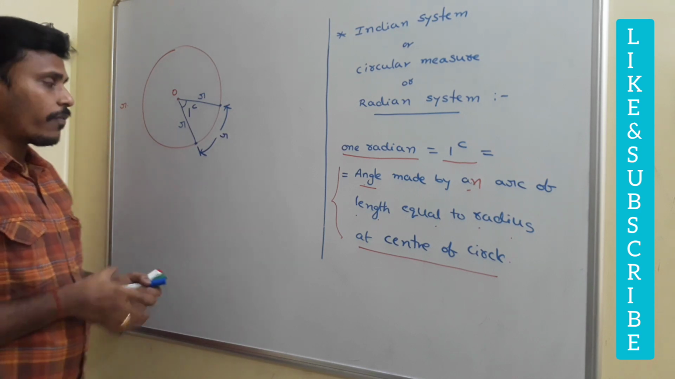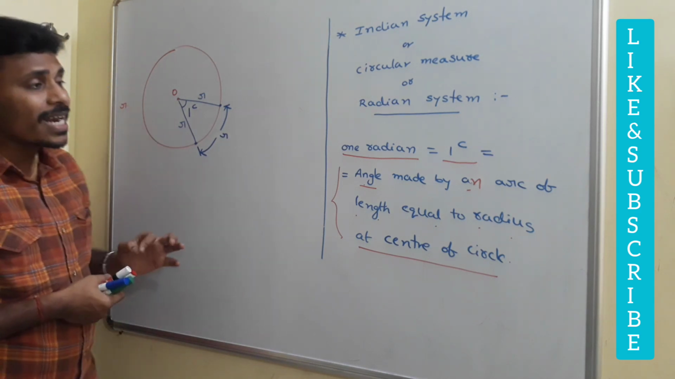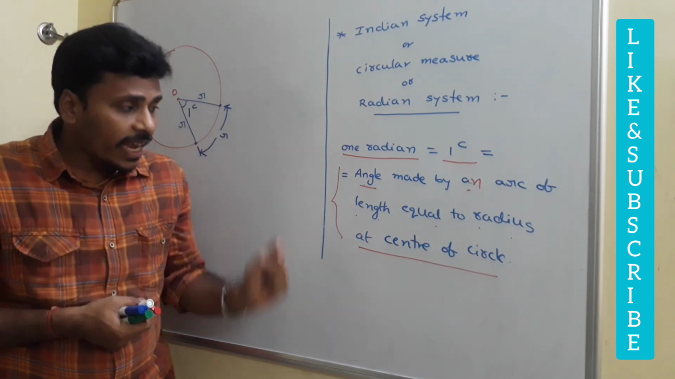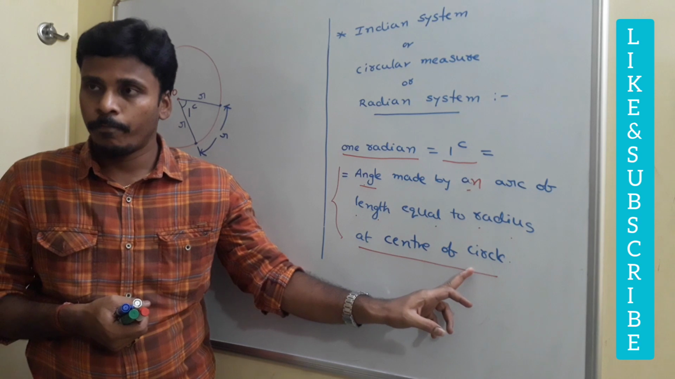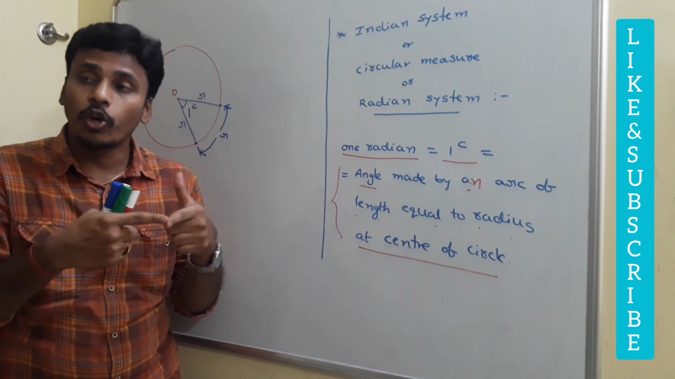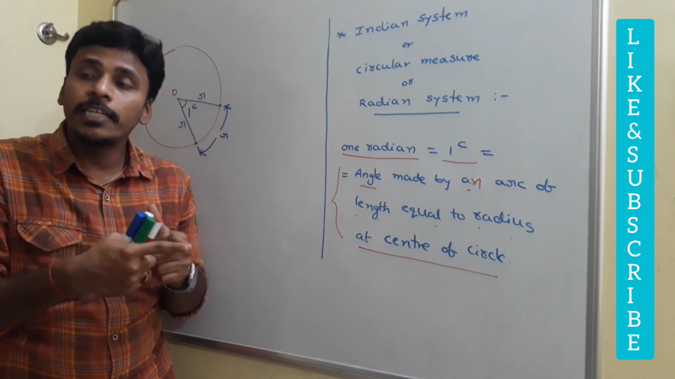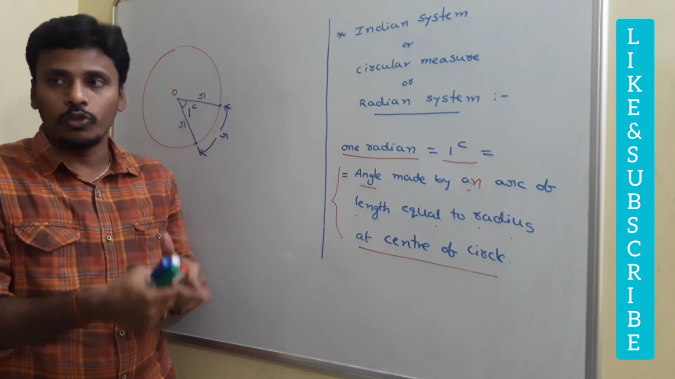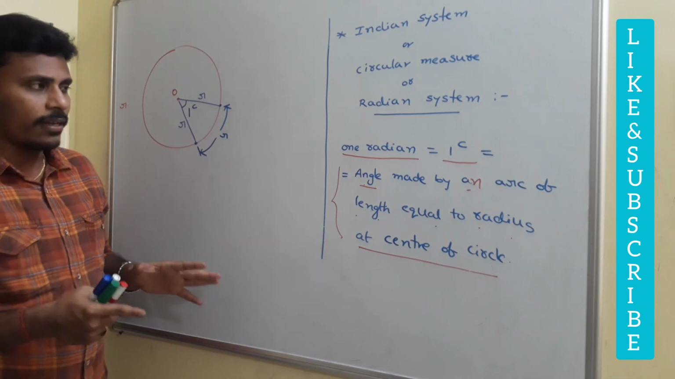Is it right? Once again I am telling you, 1 radian is an angle. Where do we have that angle? That angle is at the center of the circle, right? And how is the angle formed? The angle is formed by an arc, and the length of the arc is equal to the radius of the circle. This is very clear actually, right?